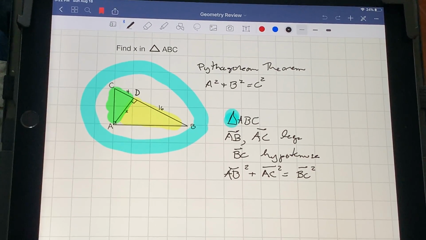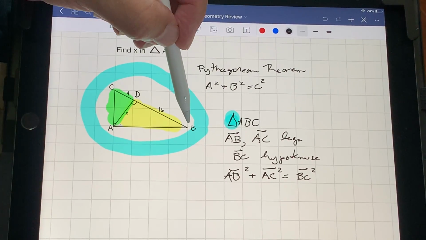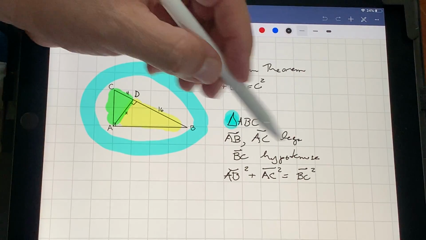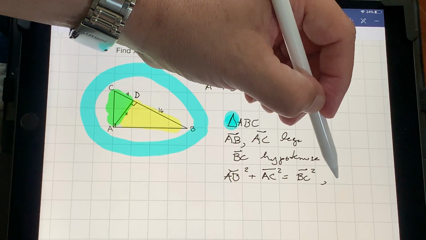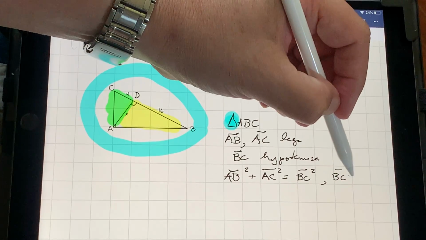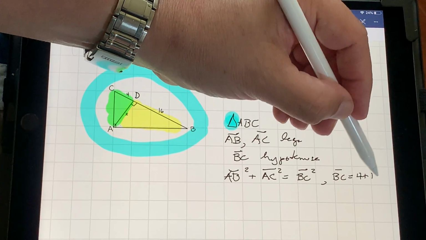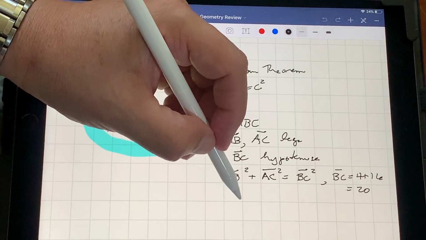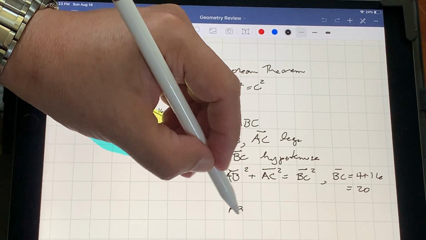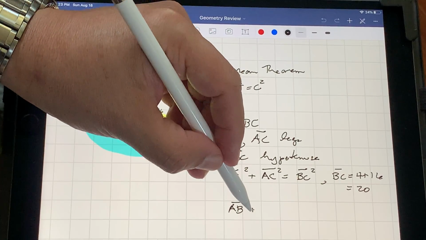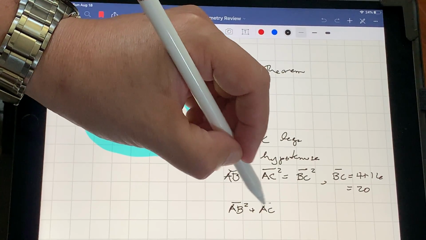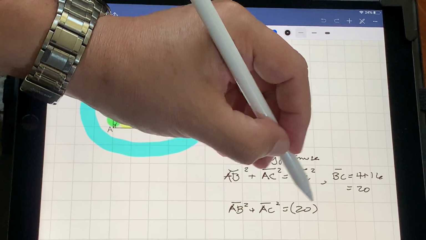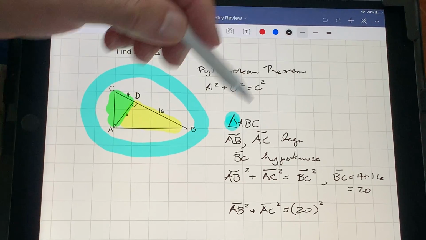Now, if you observe, the segment BC has 16 and 4. So I can tell that BC equals 4 plus 16. So that means that equals 20. So I can say that segment AB squared plus segment AC squared is going to be 20 squared.